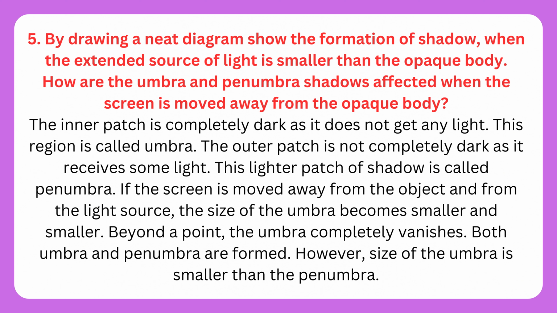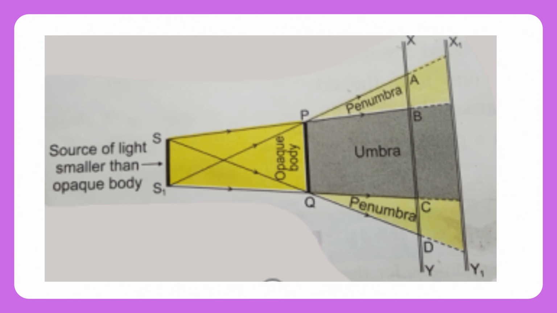If the screen is moved away from the object and from the light source, the size of the umbra becomes smaller and smaller. Beyond a point, the umbra completely vanishes. Only the penumbra is formed. However, the size of the umbra is smaller than the penumbra. Here is a diagram showing the formation of shadow, when the extended source of light is smaller than the opaque body.